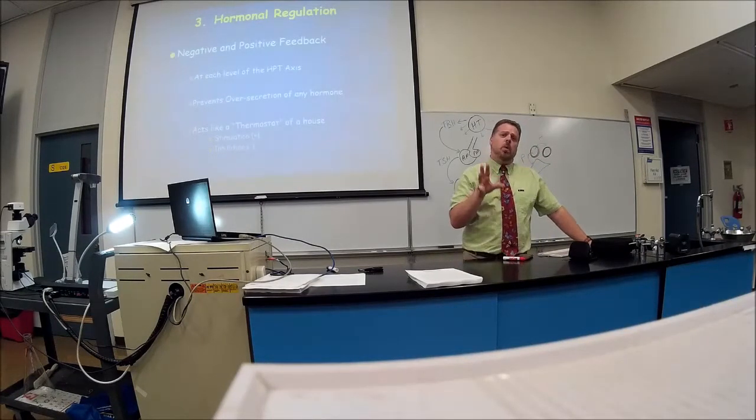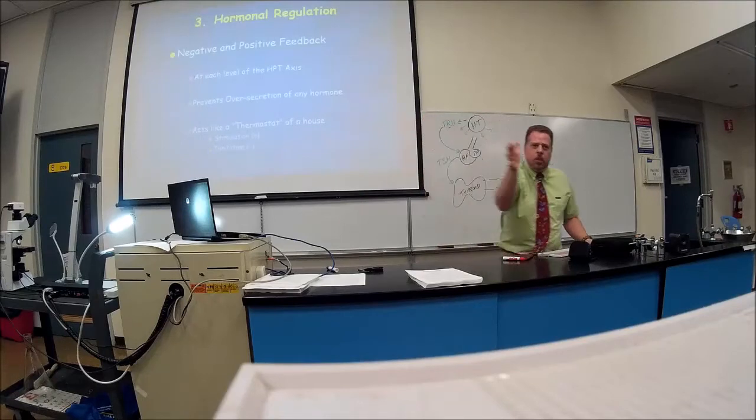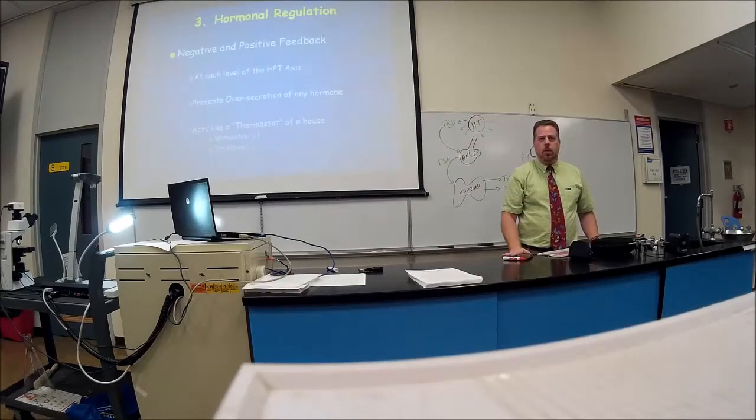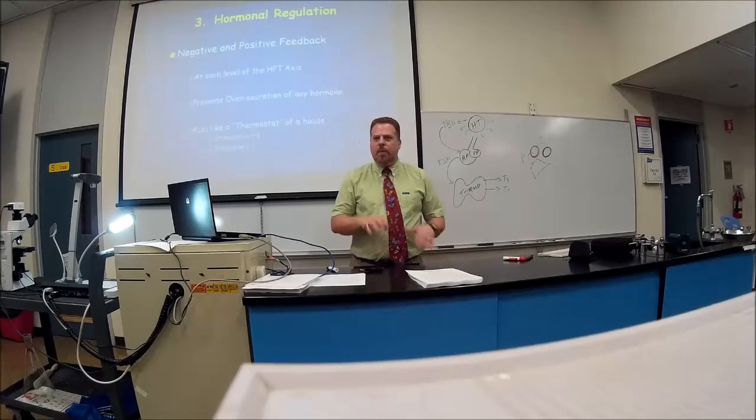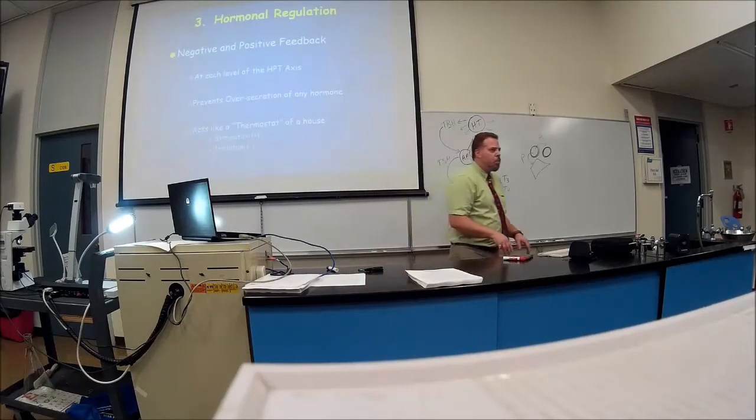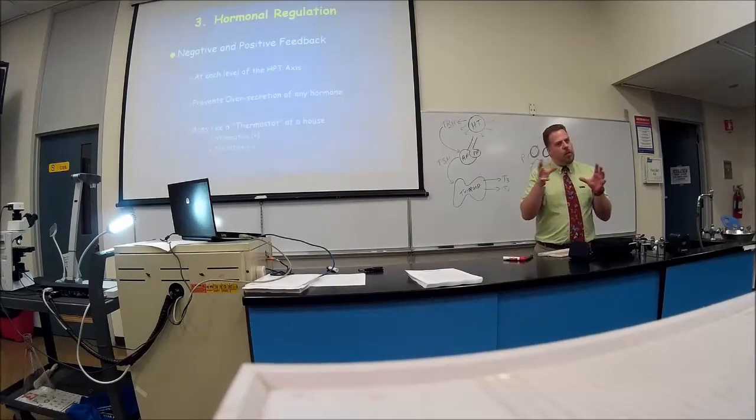If glucose is supposed to be at a level of 100 in your bloodstream, and it goes to 150, something needs to bring it back down to 100. If it goes down to 60, something needs to bring it back to 100. That's homeostasis, right? Does that make sense? Okay? That's what's going on over here. That is negative feedback. Now, positive feedback is the opposite.